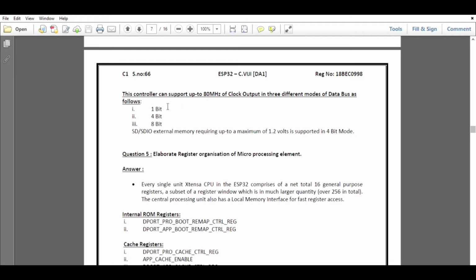data bus architecture of ESP32. Here, the controller can support up to 80 MHz of clock output in 3 different modes, that is 1 bit, 4 bit and 8 bit.